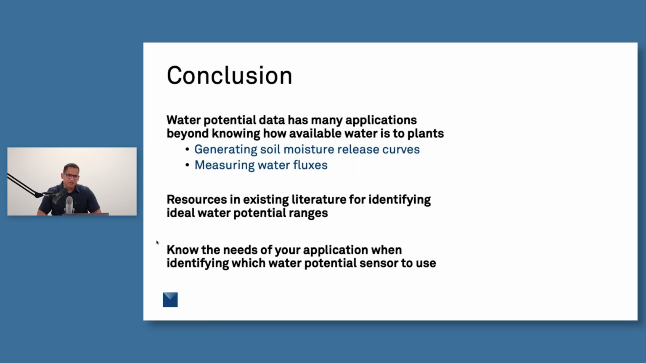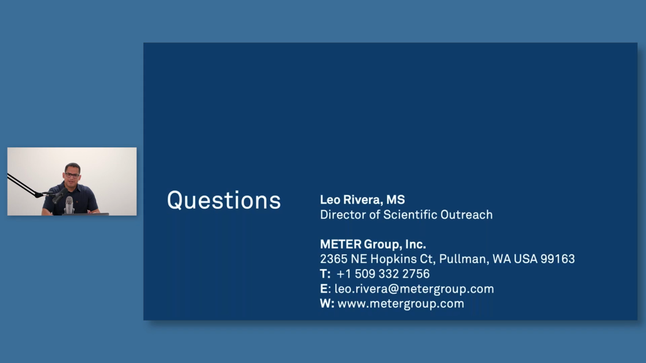Okay, so just to conclude, water potential data has many applications beyond just knowing how available water is to plants. We can use it to generate soil moisture release curves in situ or in the lab. Both are great ways to go. We can also use it to measure water fluxes and understand water movement in soils, which is really critical in many applications. And there are many resources in the existing literature for identifying ideal water potential ranges. We just need to go out and search them. There are a lot of tools out there already. And when it comes to choosing the right water potential sensor, you really need to know the needs of your application to help you best identify which sensor to use. So with that.